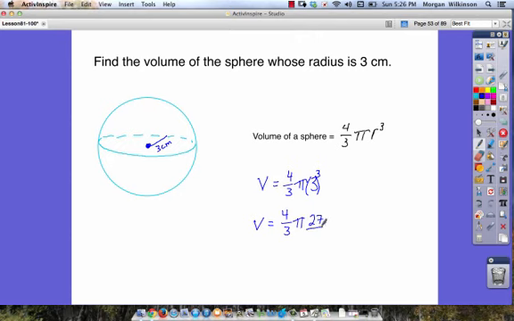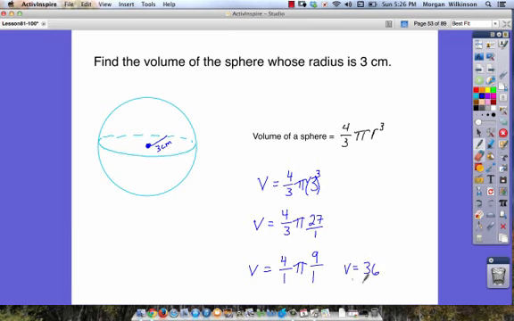And this is really the same thing as 27 over 1. Now when we look at this, remember multiplication can happen in any order, so we can simplify before we multiply the 3 and the 27, because 3 goes into 27 9 times. So what we get is the volume is going to equal 4 over 1 times pi times 9 over 1. And we can simplify this to find our final answer. The volume must equal 4 times 9, which is 36.